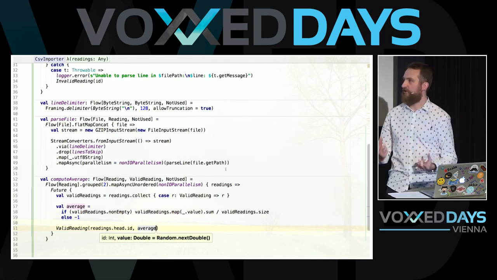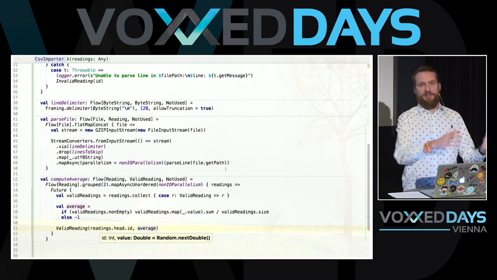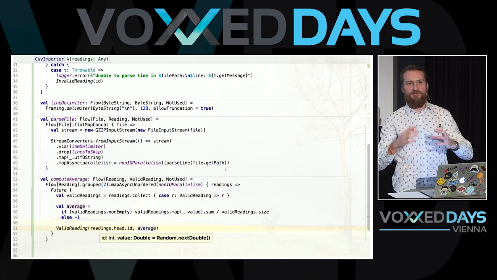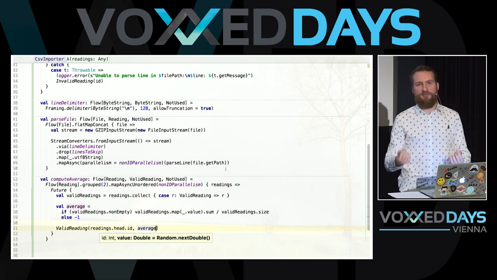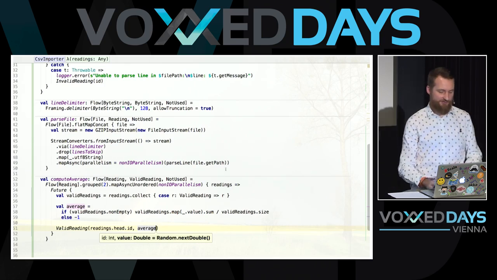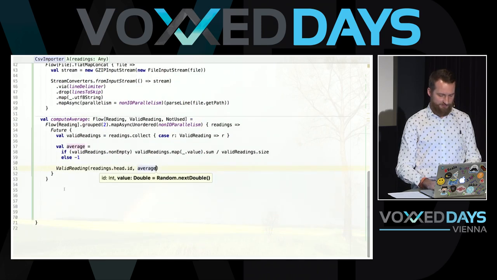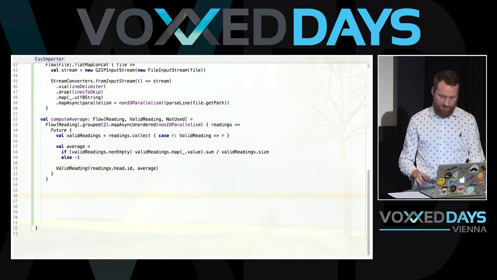So this is the average computation step. Once again, we take our reading stream, group it in groups of two, so that we have the two lines in a single collection. Then we filter it to extract only the valid readings, and then we compute the average.